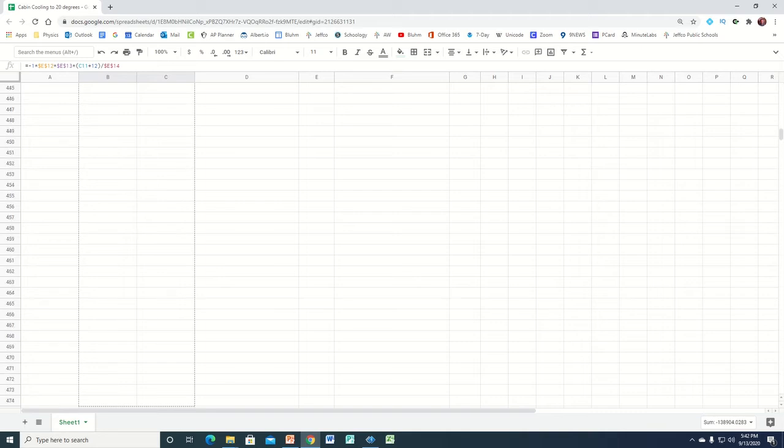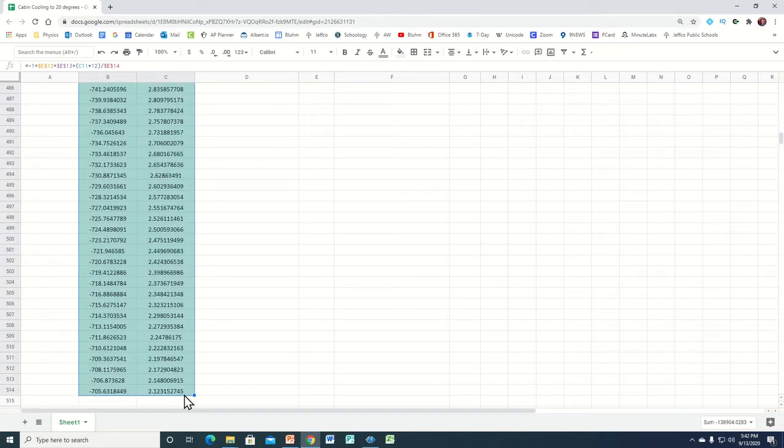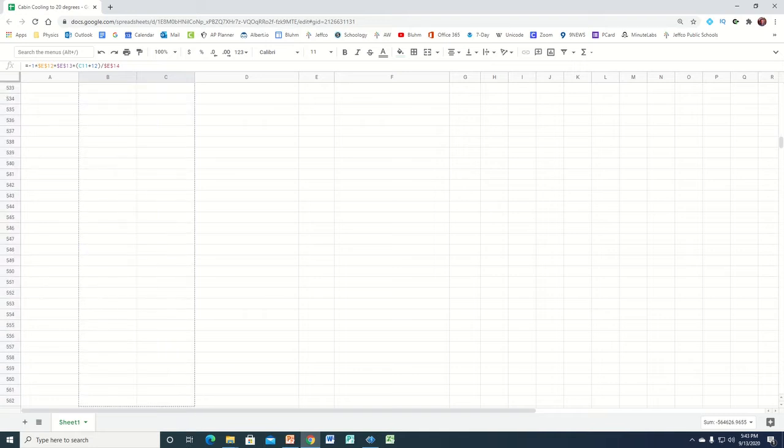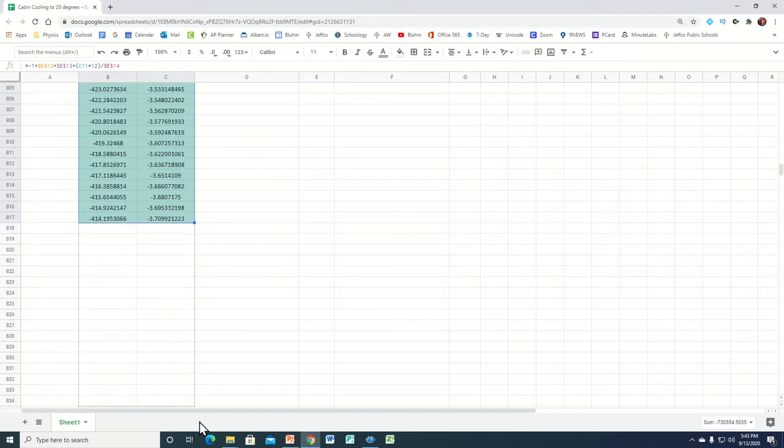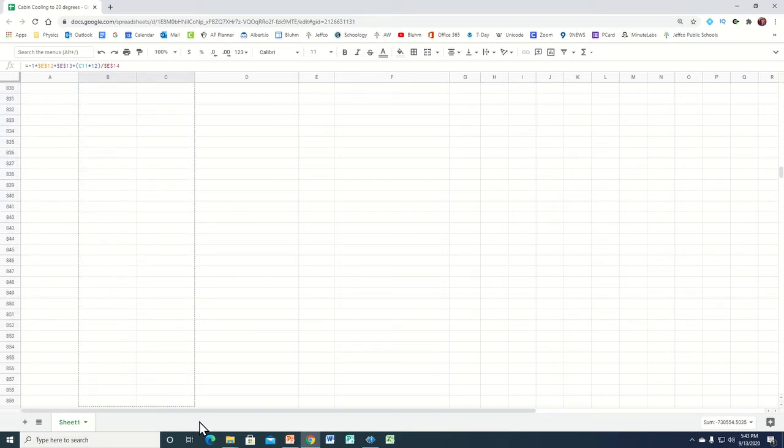A lot of calculations are happening here. So we've copied it down 500 times, and now the temperature inside the cabin is a positive 2 degrees Celsius. It's not quite even freezing yet. And we're trying to get minus 6.67. Okay, well, now we've copied it down 817 times, and now we're at minus 3.7, but we still got to go down further.